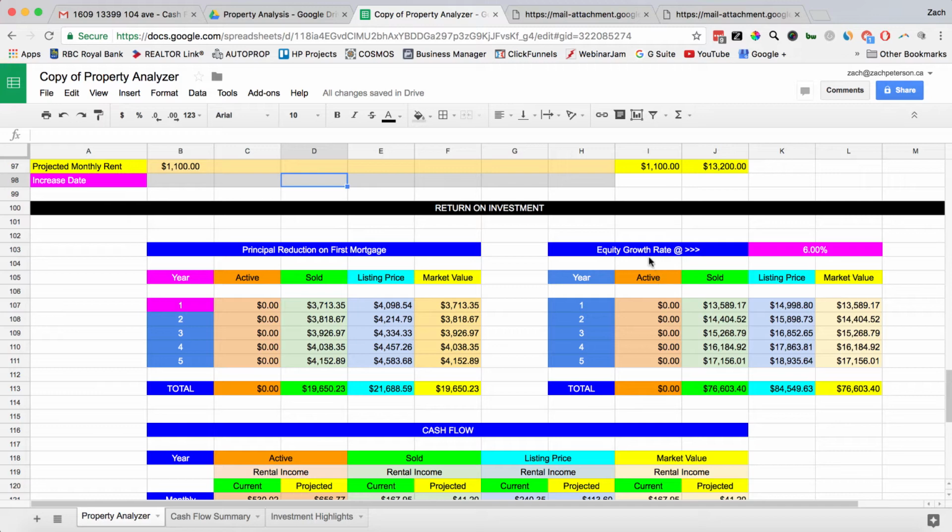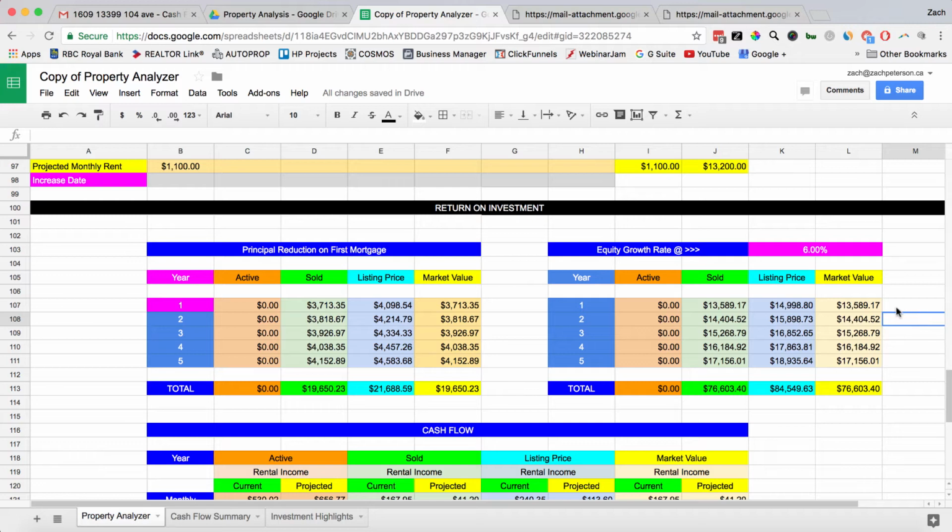So we've got the equity growth rate, and this is a variable, so depending on how conservative you want to be, you can put in 3% there. But this market's pretty hot. It's gone up at least 3% in the last month. So on average, historically, real estate, if you hold long enough, goes up at about 6% a year on average. So our market's pretty hot right now. It's crazy. It's gone up like 15% in the last year, but 6% I think is very conservative.